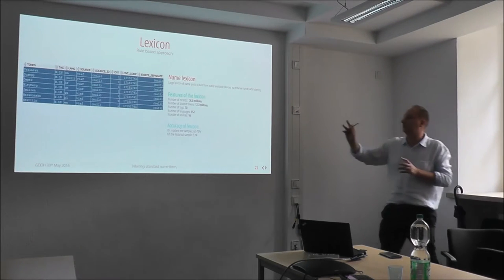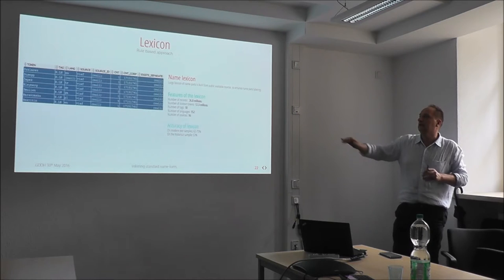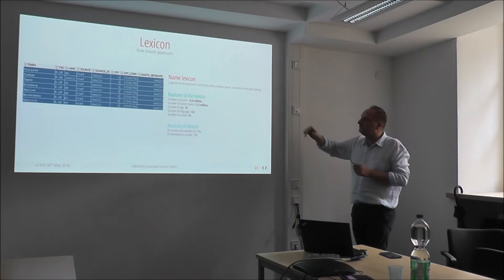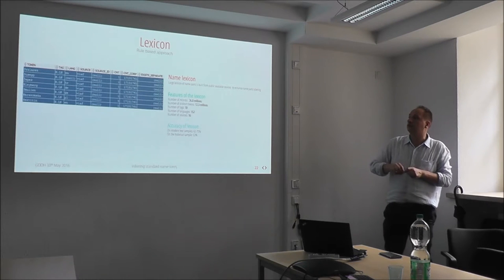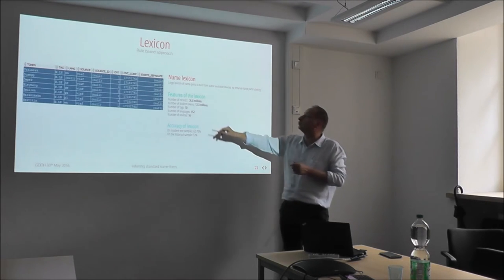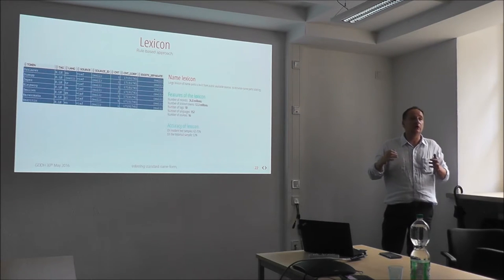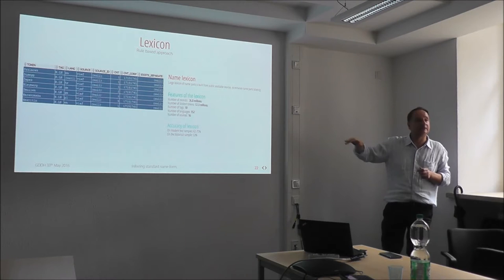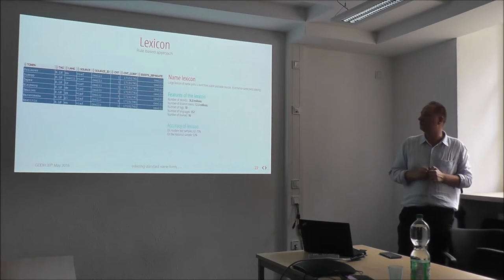Okay, the first step in building our model was the development of a large machine dictionary of proper names, of personal names. We managed to collect altogether almost 27 million records of different names, and we used this dictionary both in the conditional random fields and in our rule-based approach.